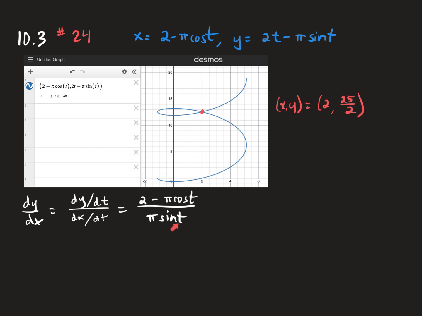Well, we'll need to know the t values at that point. So x is 2. Let's set this expression equal to 2 and solve for t. So at pi over 2, the cosine ratio is 0, and at negative pi over 2. We're also at 3 pi over 2 and 5 pi over 2. Actually, there's an infinite number of values, and that makes sense because consider that I'm only showing this as t goes from 0 to 3 pi.